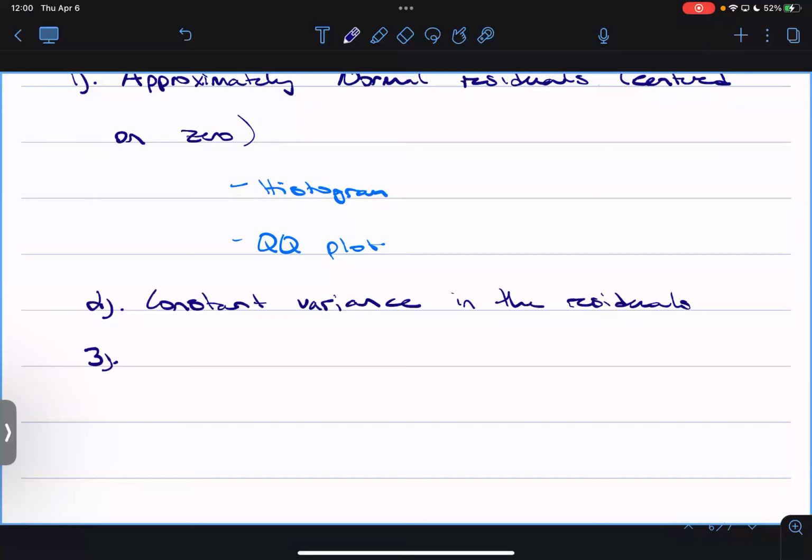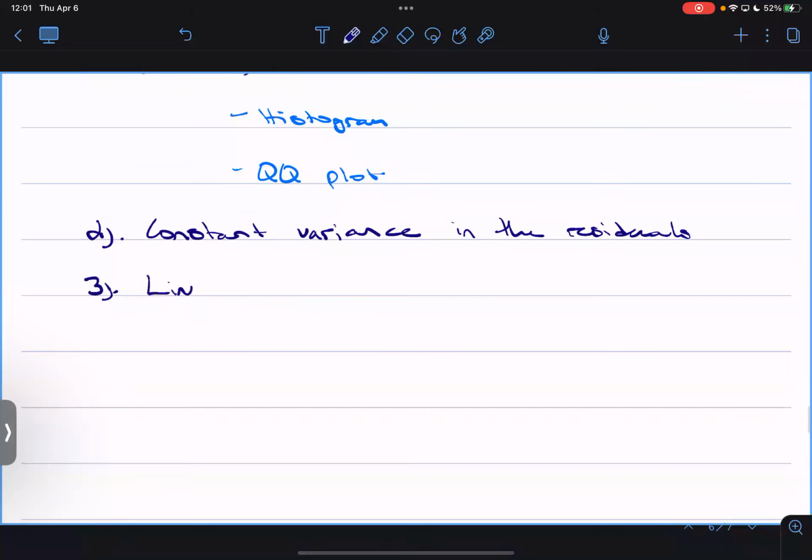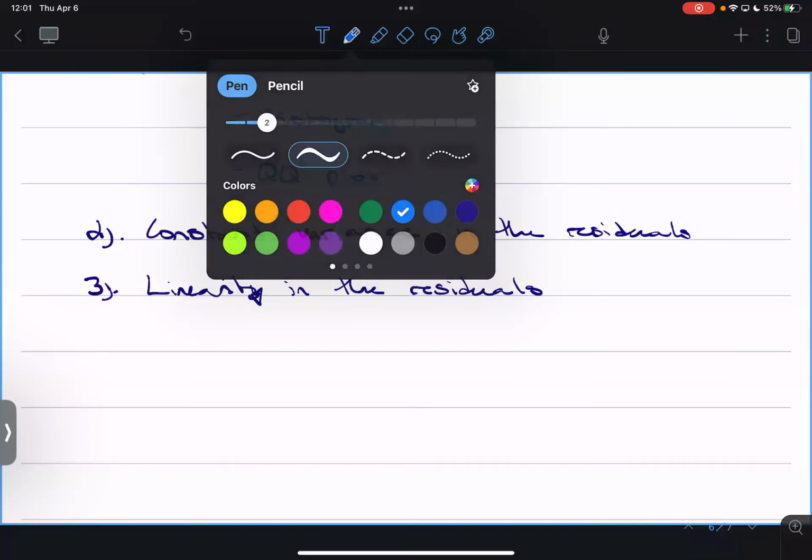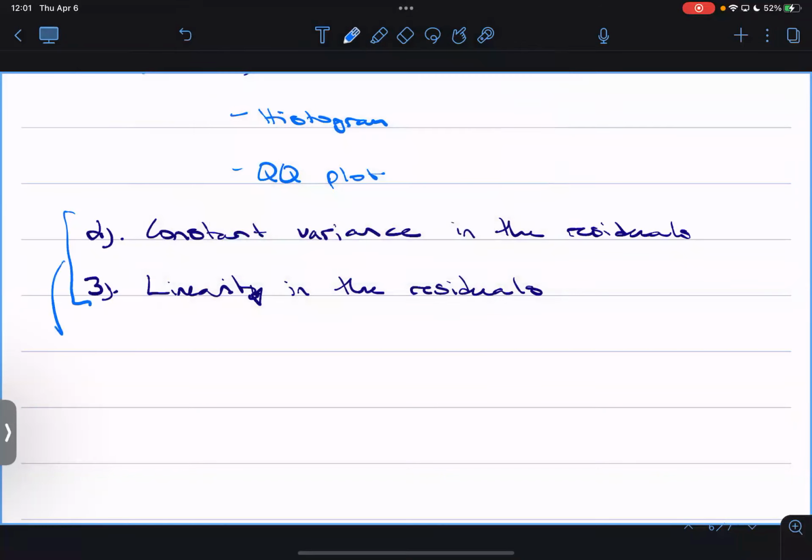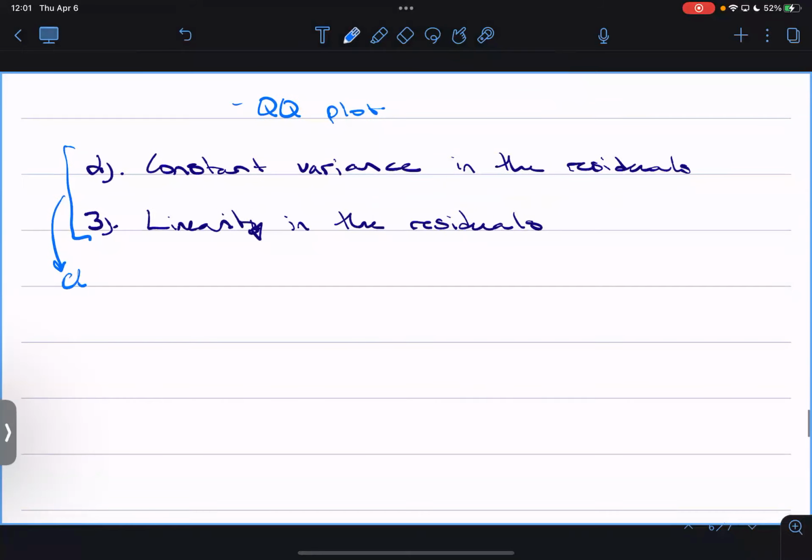And we're also going to use the same plot to check for linearity in the residuals. Okay, these two we're going to be able to check with residual plots.